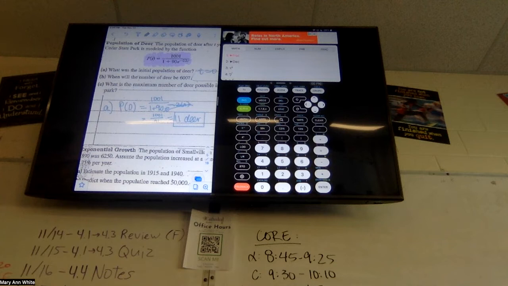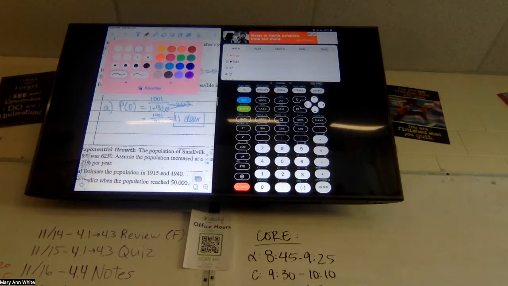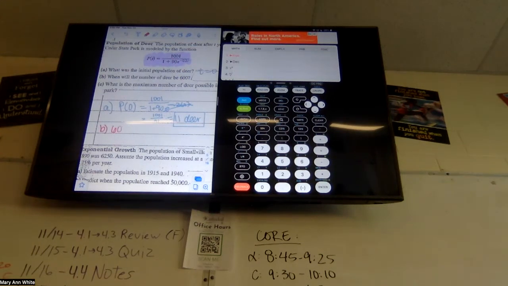What do I do with 600? Good, set it equal. So we're going to say B is 600 is equal to my equation 1001 over 1 plus 90 e to the negative 0.2t. And then what do I do now?